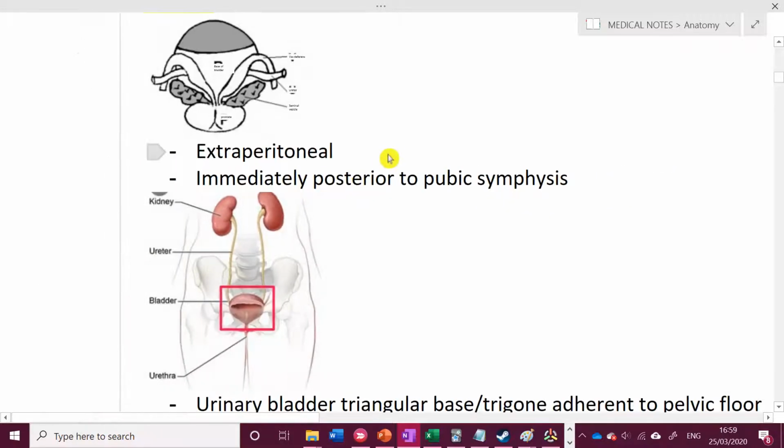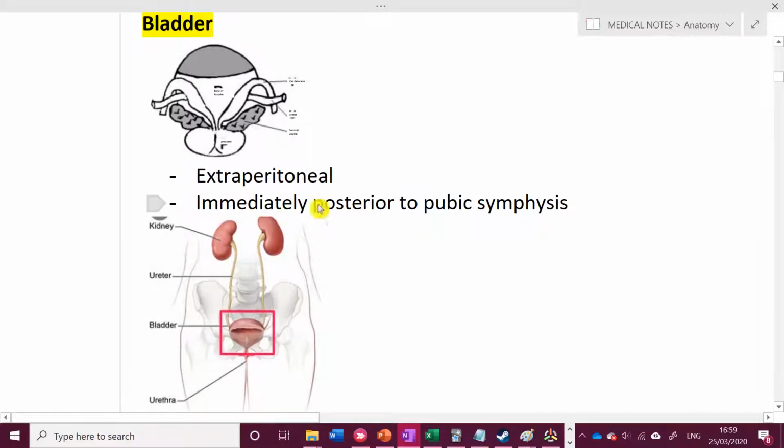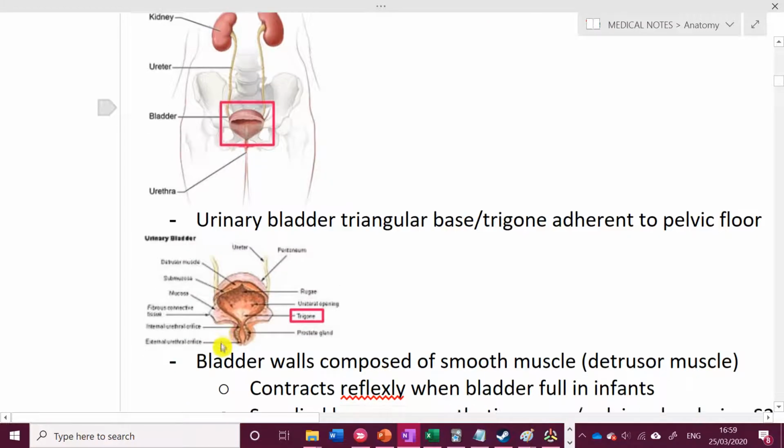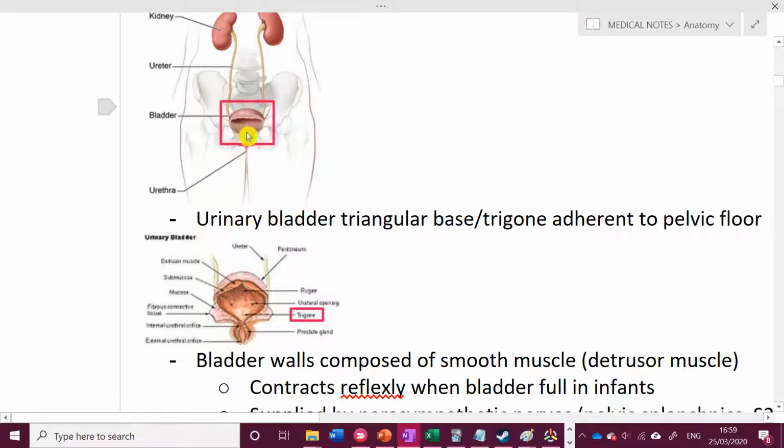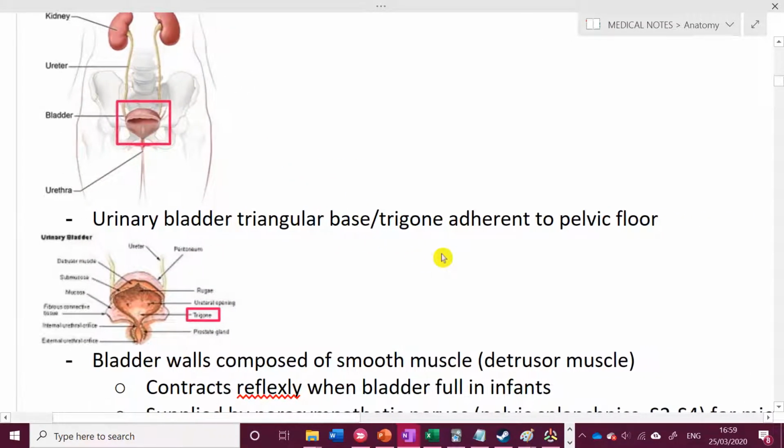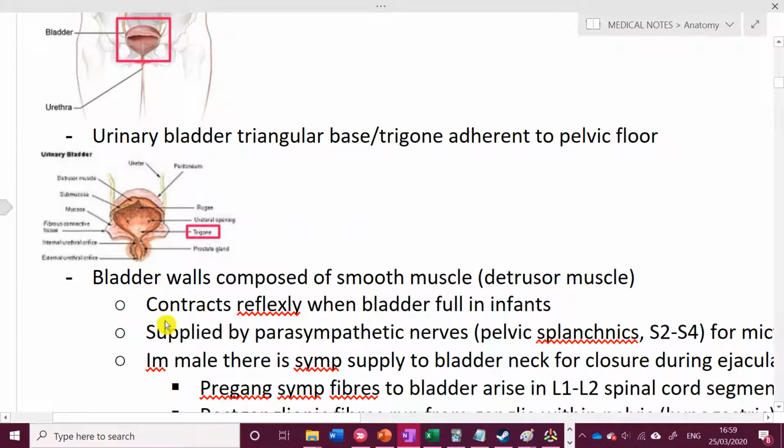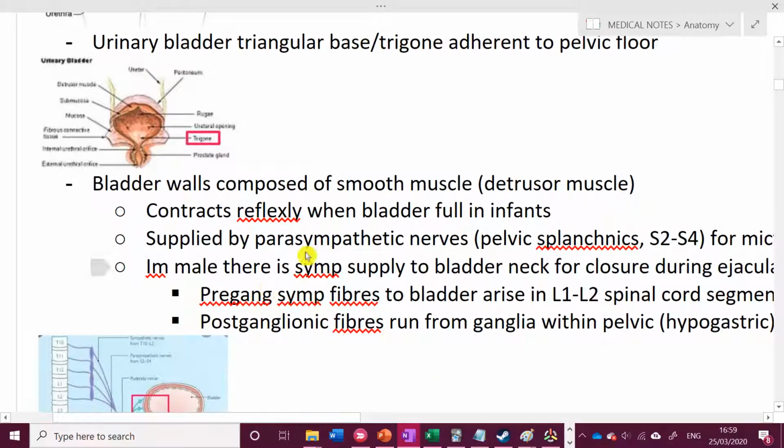So it's an extraperitoneal organ, it's not inside the peritoneum, and it's immediately posterior to the pubic symphysis. You can see the pubic symphysis here. The urinary bladder has a triangular base or trigone, which is adherent to the pelvic floor, so the levator ani muscles. This is the trigone of the urinary bladder, that's the base. And the bladder walls are composed of smooth muscle, otherwise known as detrusor muscle, which contracts reflexly when the bladder's full in infants, which is why they can't hold their urine in very well.